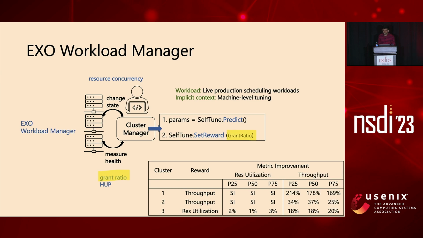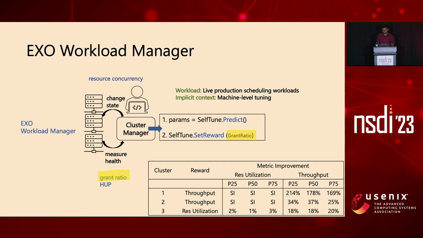So we try with both of these rewards, that is throughput as the reward and resource utilization as the reward. So the first two clusters with throughput as the reward, we look at both of these metrics, which is throughput and resource utilization. We see that when we are using throughput as the reward, there is an at least 25% increase in throughput, and as much as more than 100% in some cases. SI denotes statistically insignificant. So resource utilization hasn't changed, but it's good to know that it hasn't regressed.